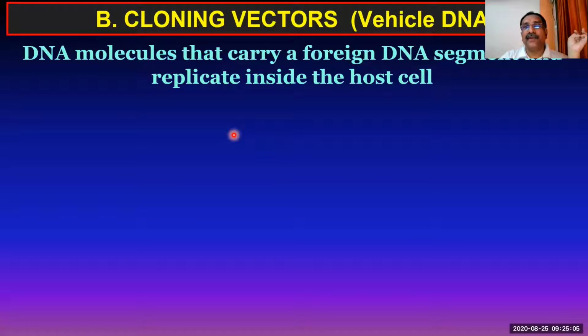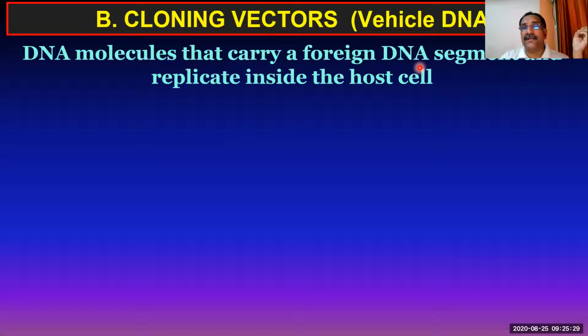Now the second point here is this desired DNA segment, the desired gene, the foreign DNA segment, and that has to be multiplied. You are getting one gene. That single gene you cannot insert into a host cell as it is. You have to make copies of it, and then go for the processing. After that, ultimately, it has to reach the host cell.